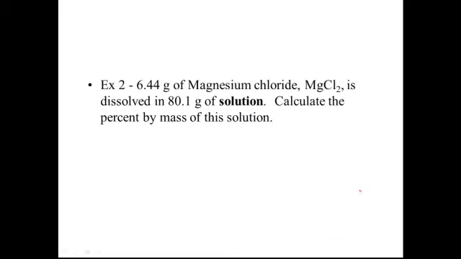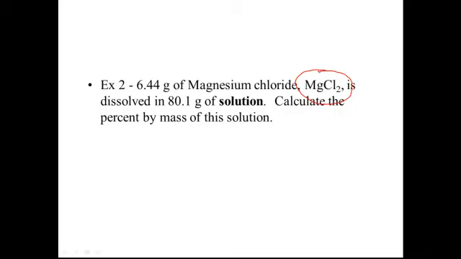Okay, let's look at another example. In this one I say 6.44 grams of magnesium chloride is dissolved. And notice I give you the formula here. That's not really just to mess with you, it's just to make you think a little bit about, okay, what's the formula of magnesium chloride again? Magnesium's plus 2, chlorine's minus 1. Okay, it's MgCl2.